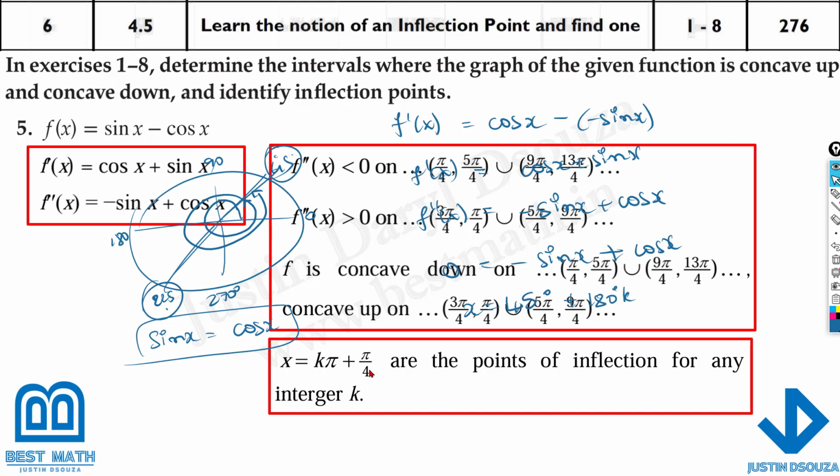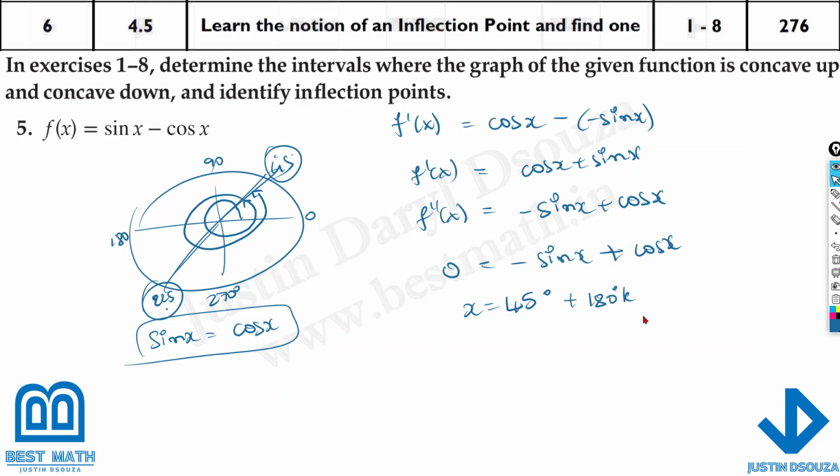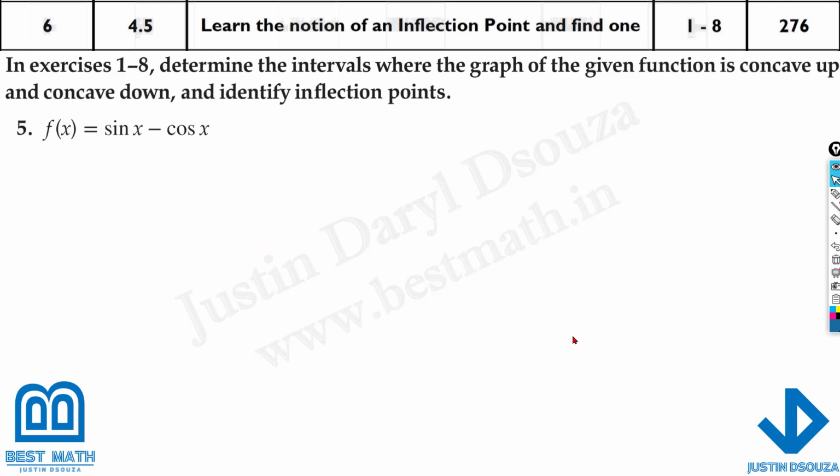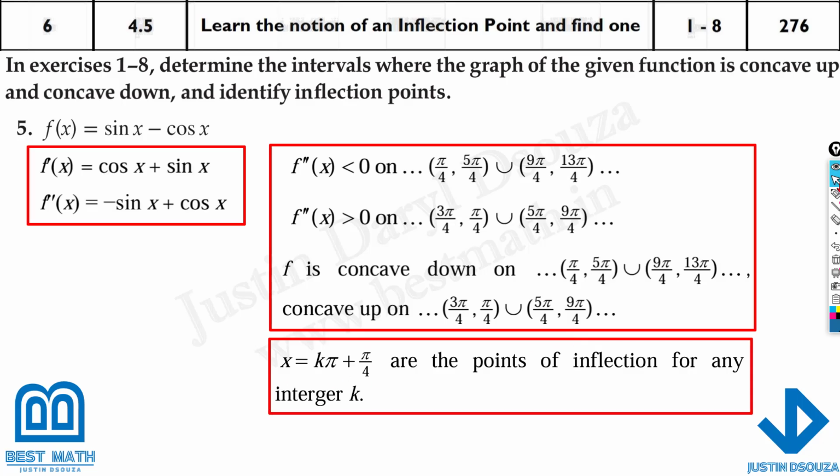Yeah. It's pi by 4. Pi by 4 is 45 degrees. And this k pi means you're adding 180 degrees regularly. So the inflection point over here is basically, what answer we got was 45 degrees plus 180 degrees k, right?